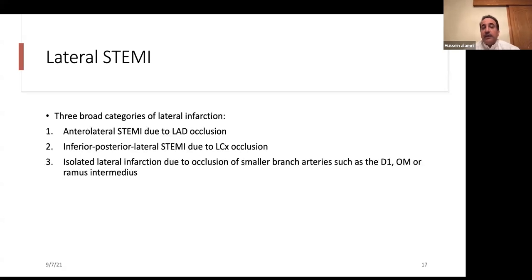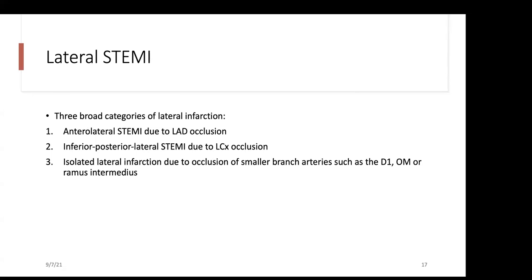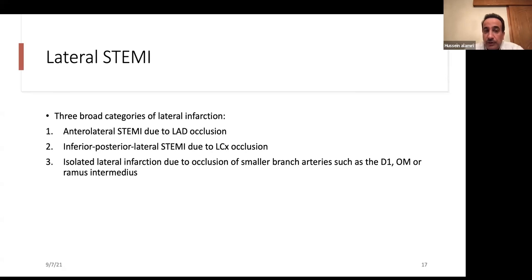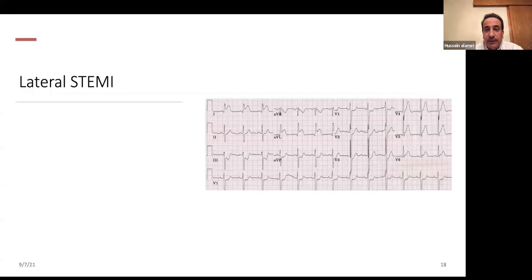And there are three categories of lateral MI: anterolateral STEMI due to LAD occlusion, inferoposterolateral STEMI due to circumflex, or isolated lateral infarction due to occlusion of smaller branches, either D1, OM, or ramus intermedius. Okay, who wants to read the ECG?